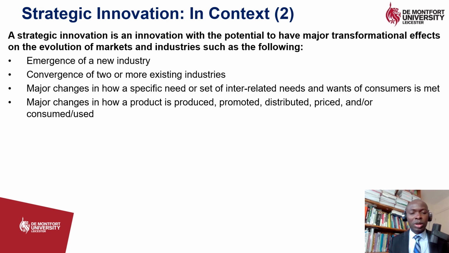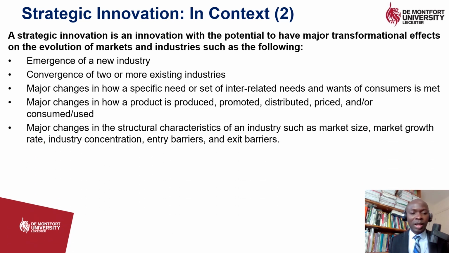We look at maybe Uber, and of course they come into the transport space, they're into delivery, they're into all sorts of things. So you're looking at how a specific need or set of interrelated needs or wants of customers is met in that particular context. Again, you're also looking at it may also result in major changes in how a product is produced or promoted or distributed or priced and or consumed or used. A typical example here would be companies like Spotify, right? How music is being consumed.